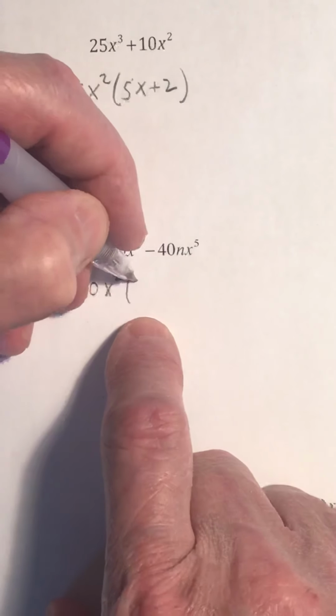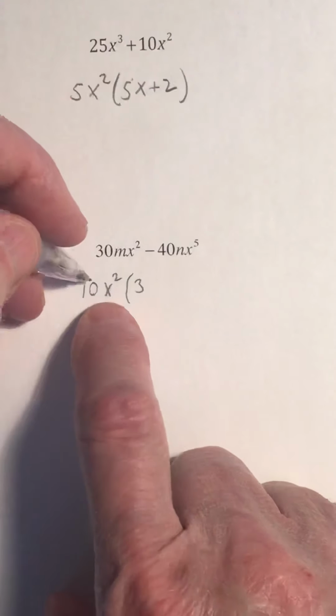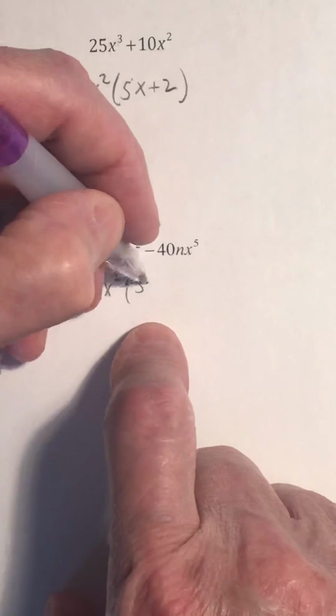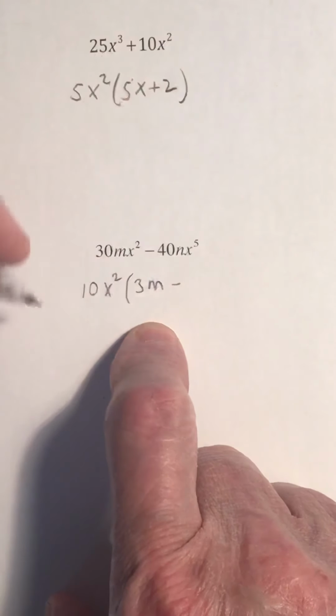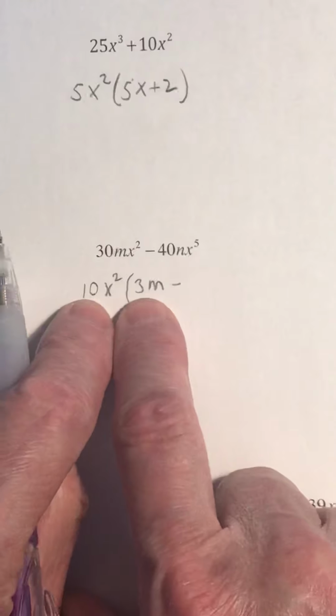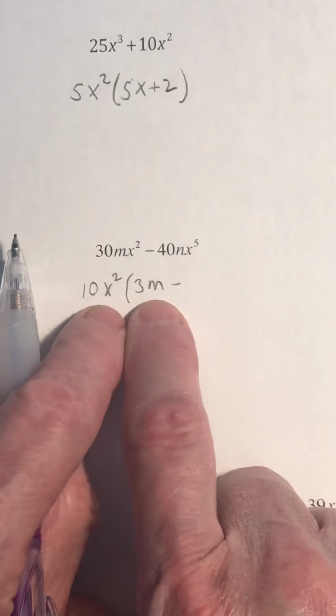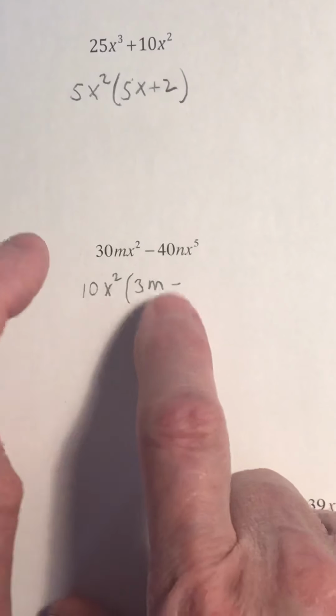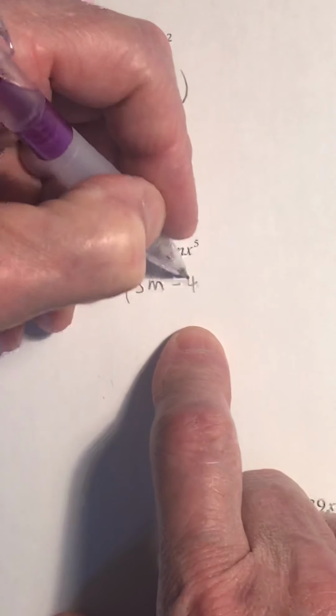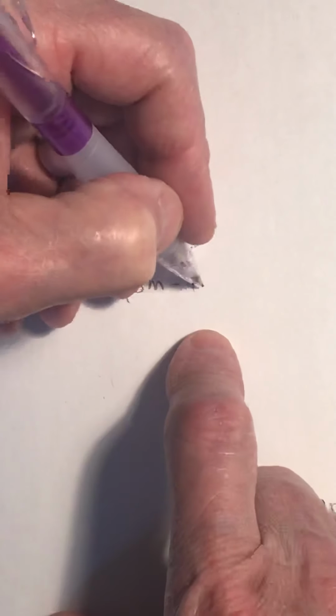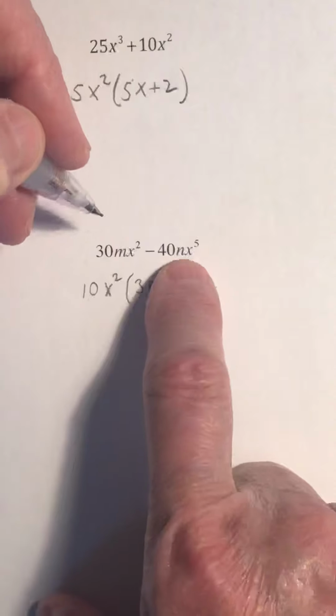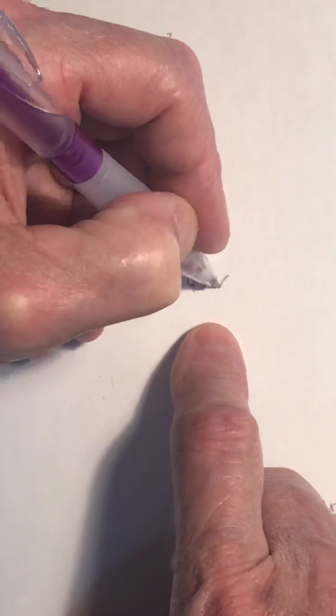To make the 30, we use a 3. The x is taken care of. We need the m. And, of course, a minus sign. See, that'll make 30 x squared m, or 30m x squared. And then minus 4, and we need the n. And to pull this up to x to the 5th, we need an x to the 3rd.